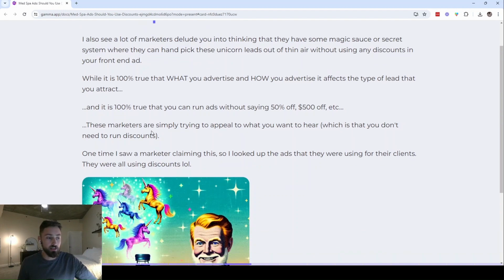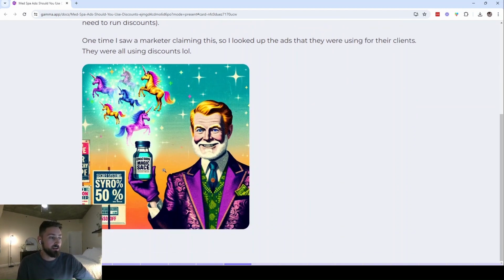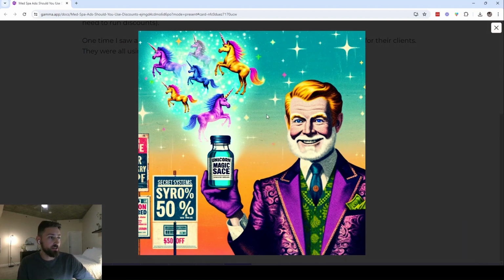One time I even saw a marketer claiming this, and I see people say this all the time, like, oh, run ads without running discounts. So I always look up the ads that they're running for their clients, and almost 100% of the time they're using discounts, right? So they say, oh, we don't use discounts, and then they do. So I don't really know what the deal is there. And here is your sleazy marketer here who has their magic sauce that gets you these unicorn leads, right?